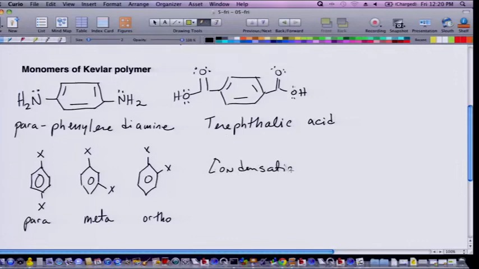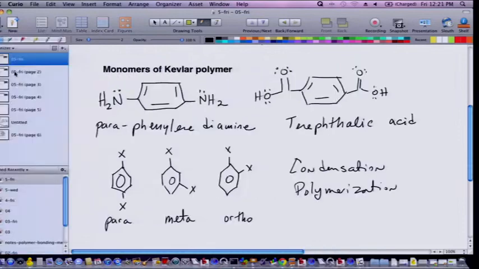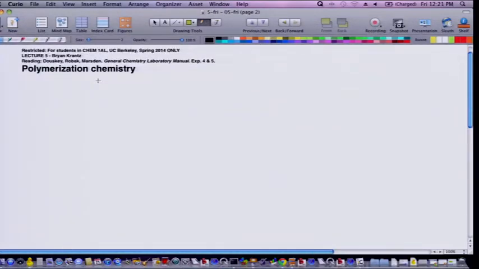This would be a condensation polymerization. Remember that we've only learned two different types. We learned condensation polymerization and addition polymerization mechanisms. So that's useful for studying purposes. And you just have to decide whether you're going to produce a. All right, yeah. So the polymerization chemistry is going to be something like this.